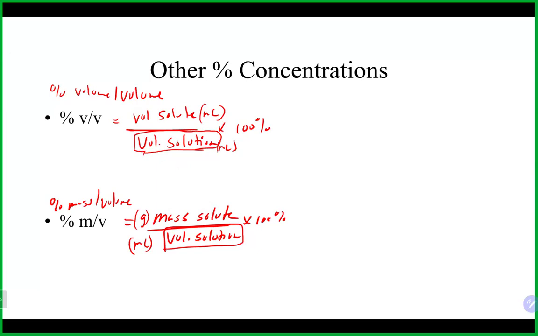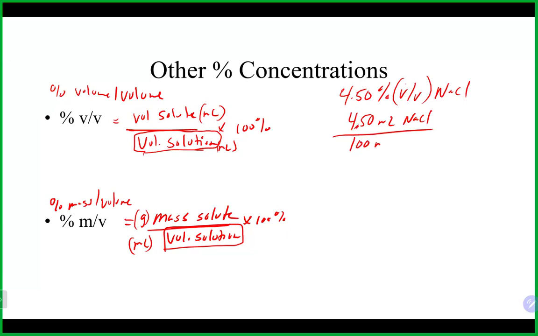So it's really just the first one you usually have to worry about in terms of that bottom part of it. Just like the other one, if I had a 4.5% by volume sodium chloride solution, it would mean I have 4.5 milliliters of sodium chloride in 100 milliliters of solution. And once again, you could flip it around: 100 milliliters of solution divided by 4.5 milliliters of sodium chloride.